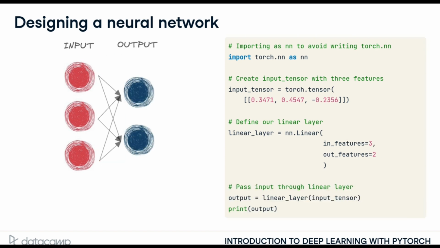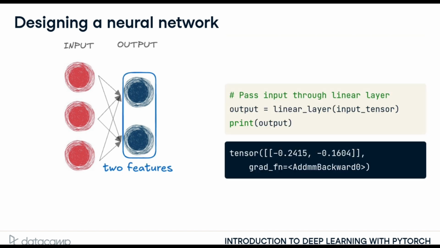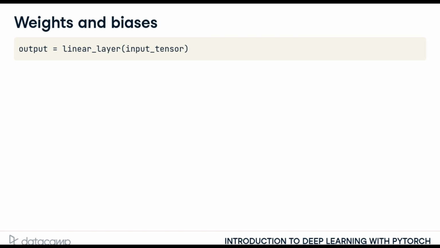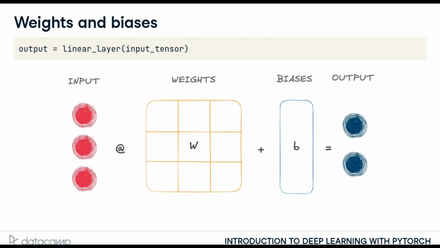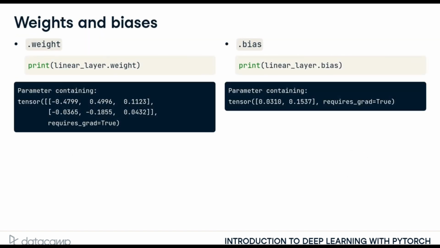Lastly, we pass the input tensor to the linear layer to generate an output. Notice that the output has 2 features or neurons due to the out features specified in our linear layer. When the input tensor is passed to the linear layer, a linear operation is performed that includes weights and biases. Each linear layer has a set of associated weights and biases.